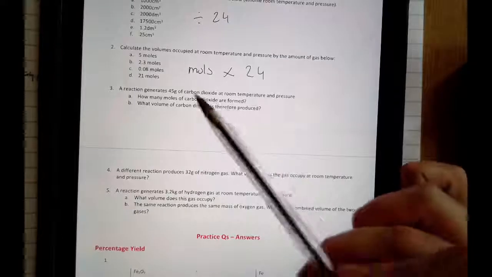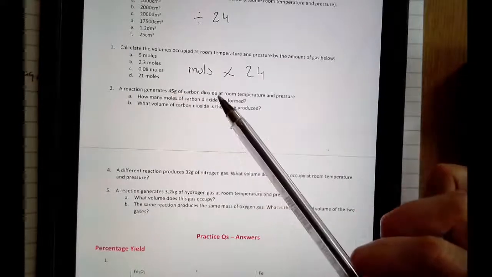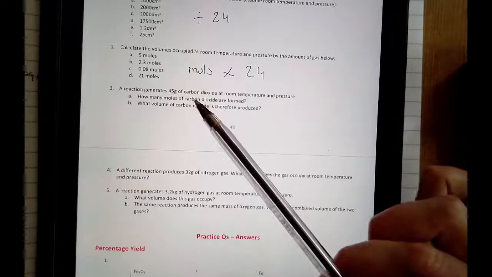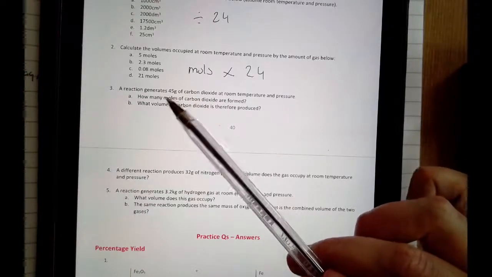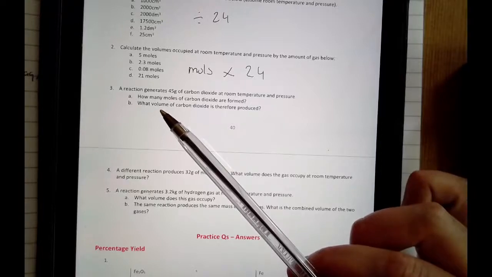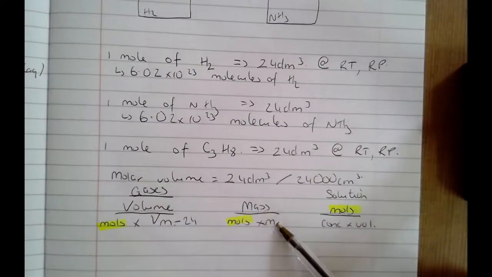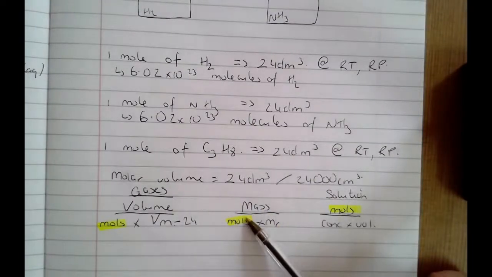So if we have a look at some of the practice questions here. A reaction generates, so I'm giving you the mass of carbon dioxide. I want to know the number of moles. So it's going to be mass divided by formula mass equals moles. Once I know moles, they want to know the volume. So I've used mass divided by formula mass to find moles. Then they want me to find volume.